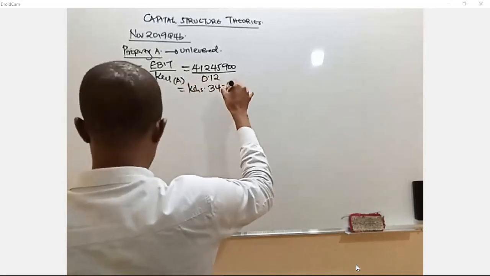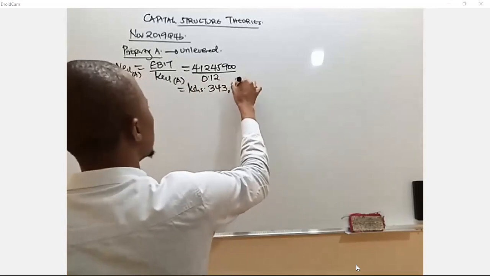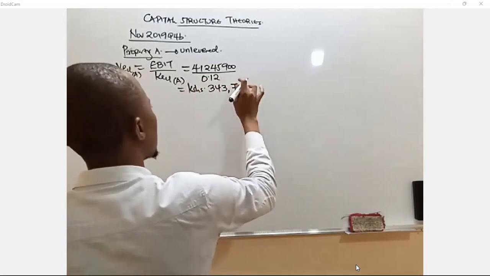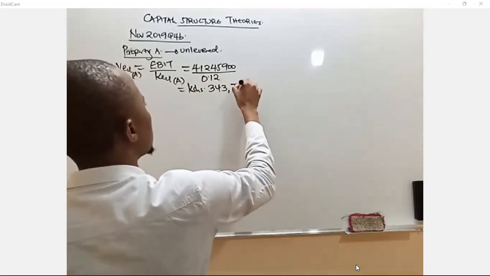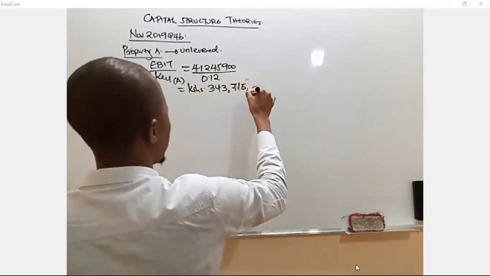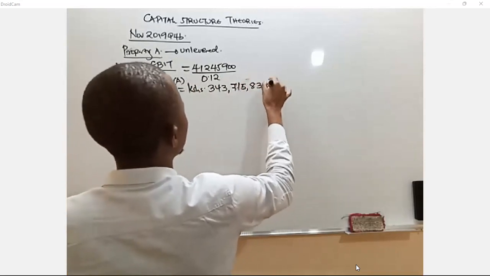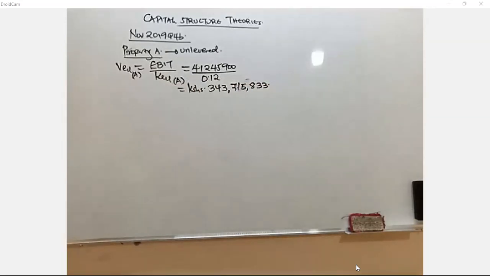343 million, 715,833. That is the value of property A. And that is the requirement by the examiner, to determine the value of property A.